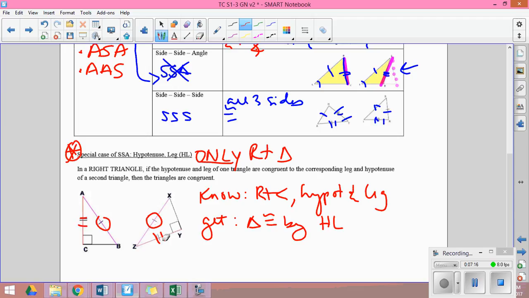Right triangles can be proven congruent by any of the other theorems plus this one. So if you're dealing with a right triangle, you have 5 ways to prove it congruent. Any other triangle, you only have 4. In the next video, we'll take a look at some applications.